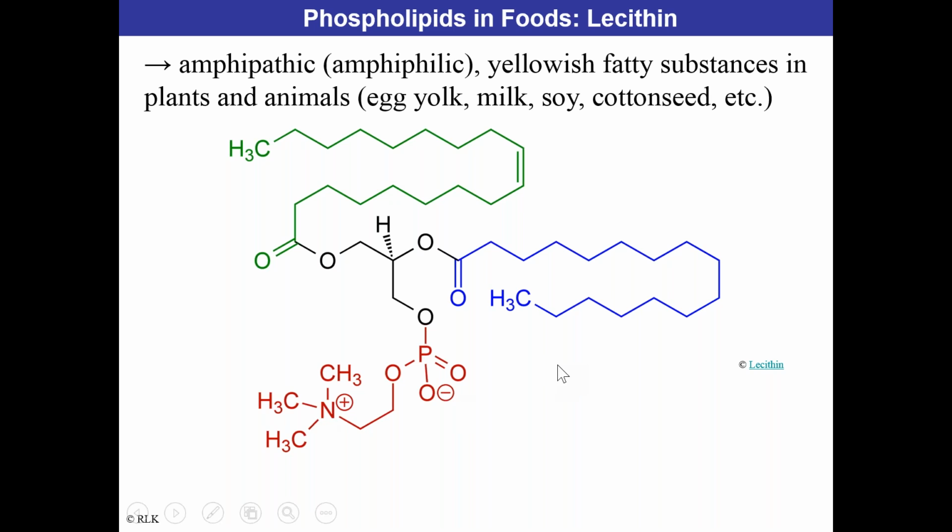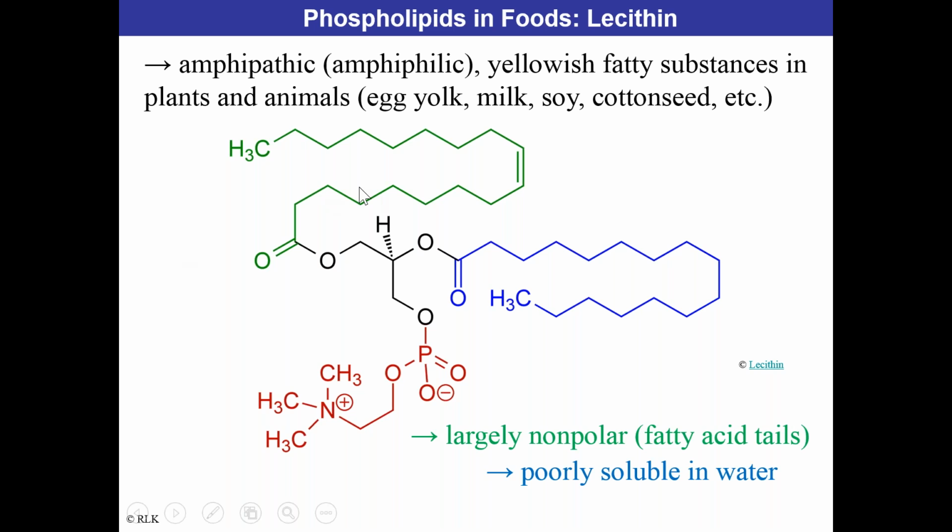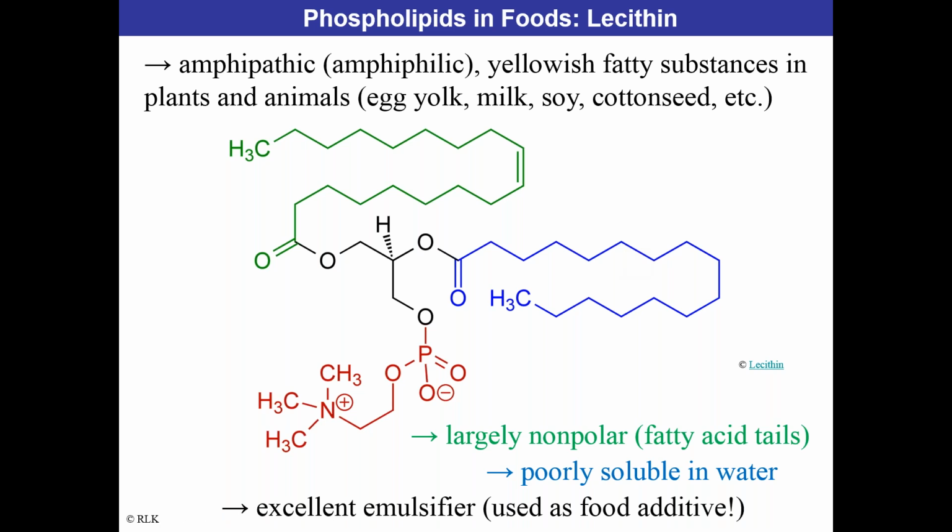What's interesting about this is that it is a yellowish fatty substance. It's in plants and animals, especially present in egg yolk, milk, soy, cottonseed, etc. It's also called amphiphilic or amphipathic. Either term can be used. We had introduced that previously as well. Again, it has largely nonpolar character, but the head groups do help make this a bit more soluble. So it is an excellent emulsifier, and it's used as a food additive.